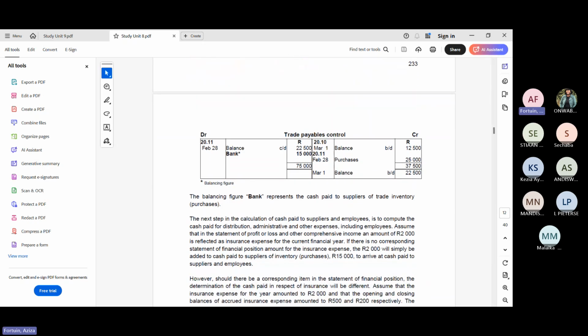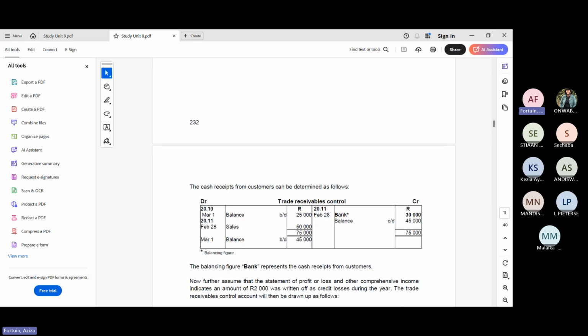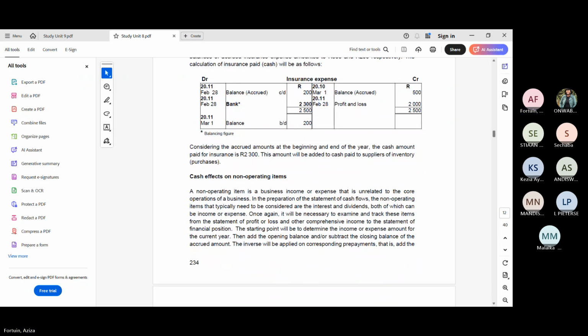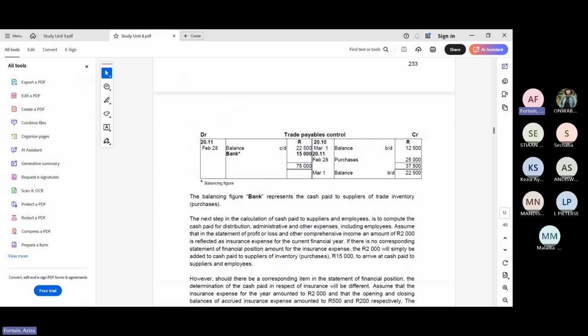Golden rule: liabilities, income and capital balances on the credit side. Assets and expenses on the debit side. You follow my golden rule, right? Where's my trade payables now? Okay. Can you see what we're looking for? The missing figure with trade payables? It will be on the debit side. Debit trade payables, credit the bank.